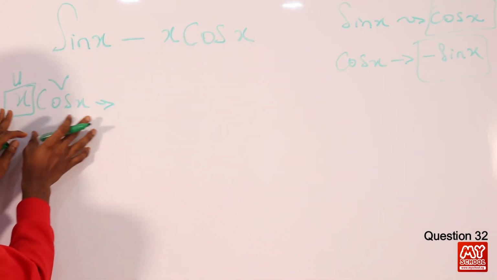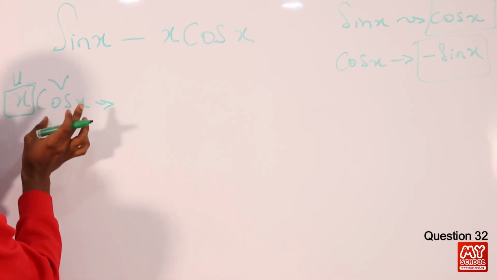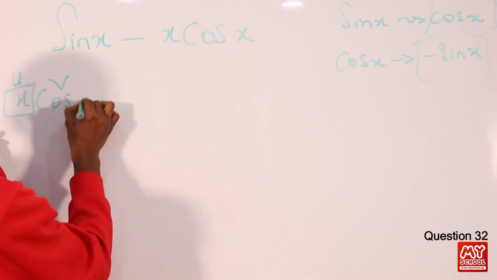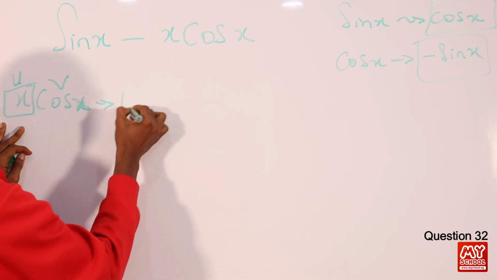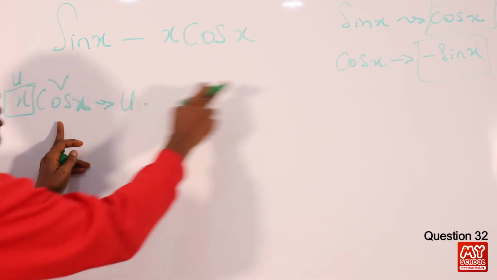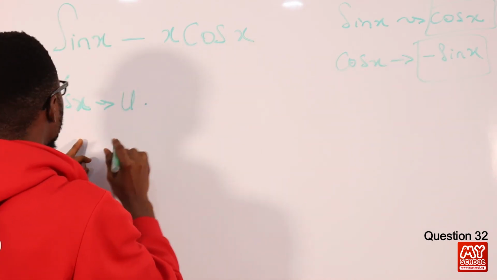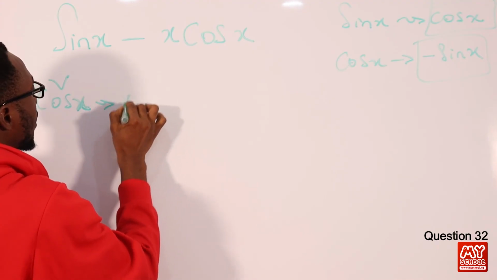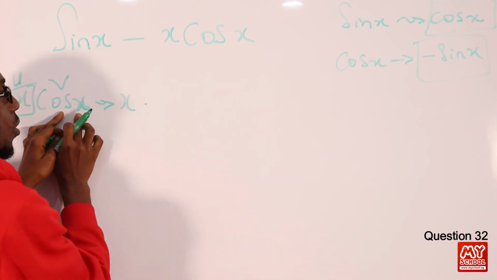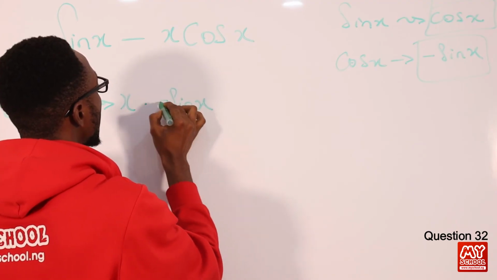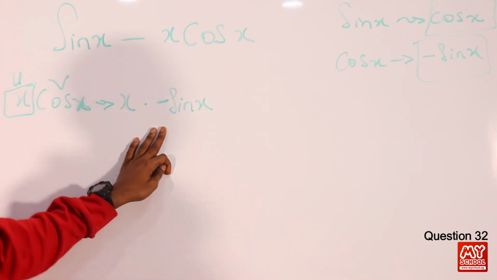So the first part is that I'm going to leave this, then differentiate this, whichever one I want to start with. That means u times, if I differentiate cos x, it will give me minus sine x. Sorry, u is actually x. So x times, when I differentiate cos x, it gives me minus sine x. Isn't it? That's perfect.